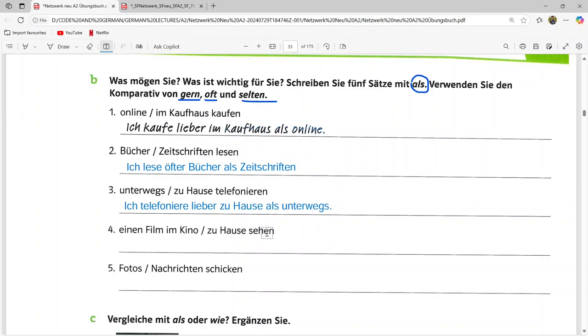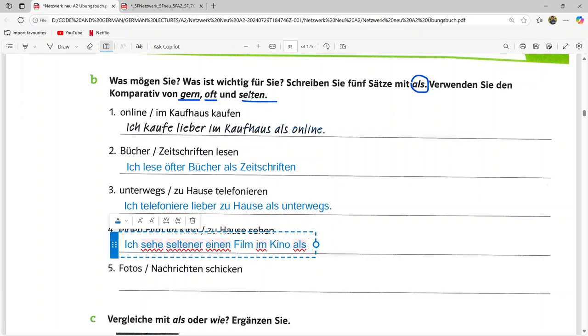Okay. The verb is sehen. We have to compare in the house or in the Kino. So einen Film sehen, where? In the Kino or at home. Which one do you like? So we will use selten here. We didn't use it yet, so I will use selten here. So ich sehe seltener einen Film im Kino als zu Hause.